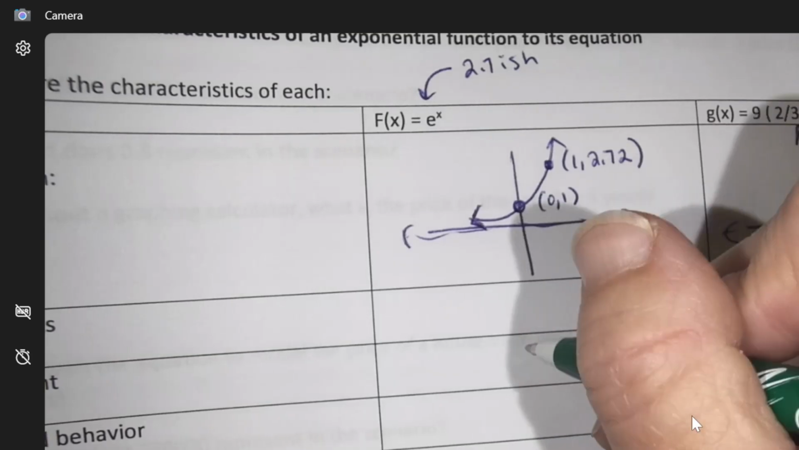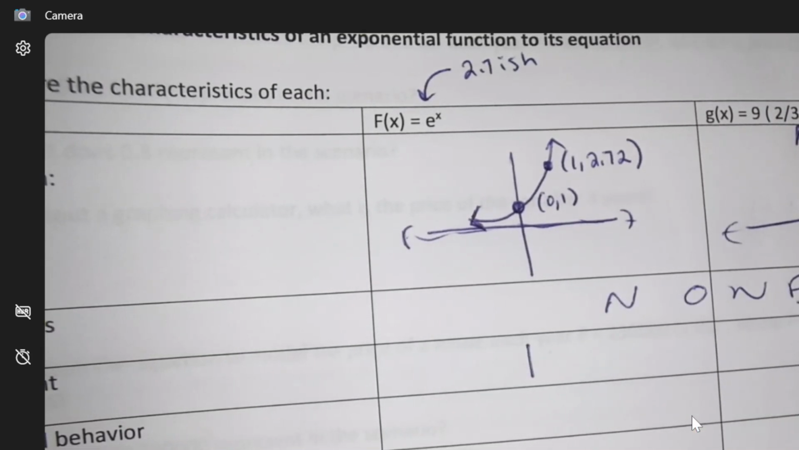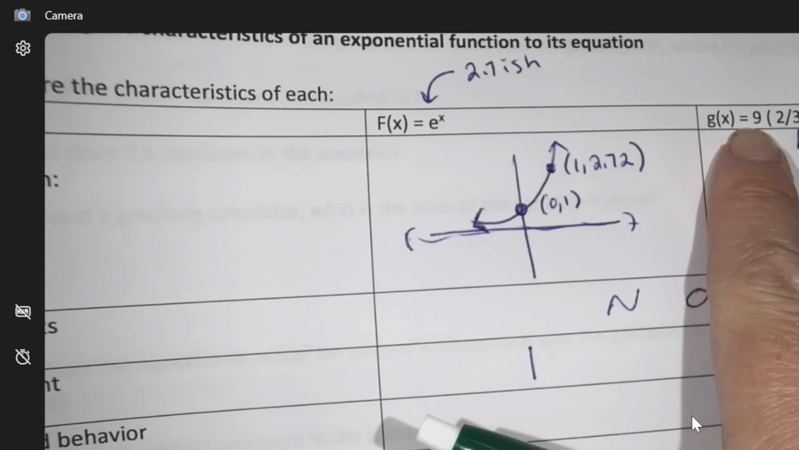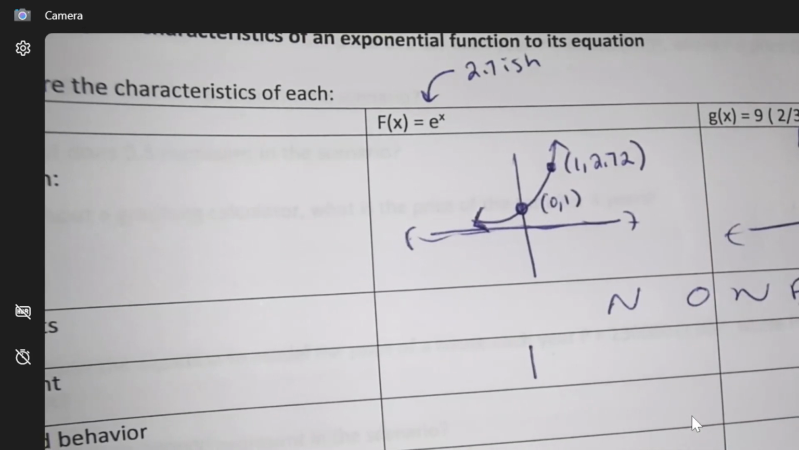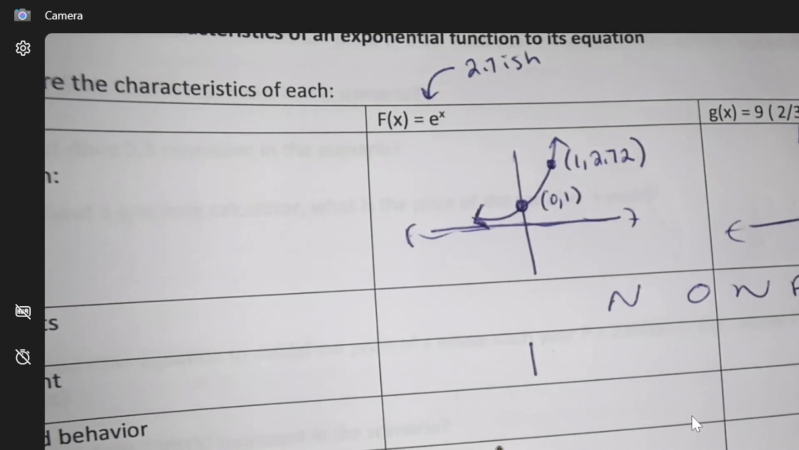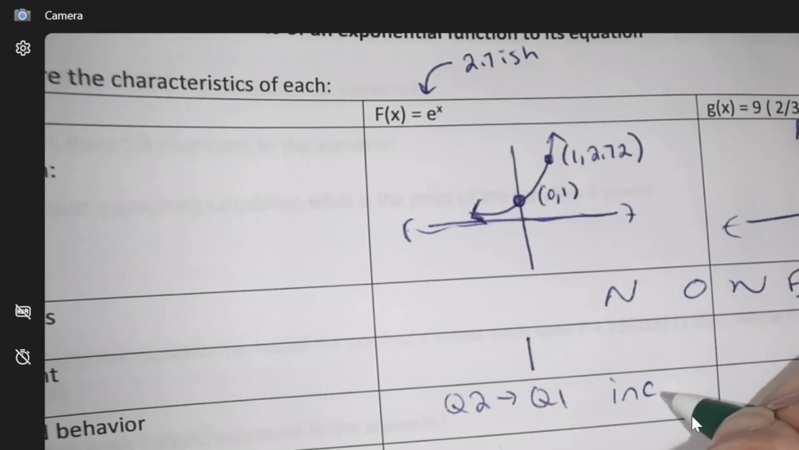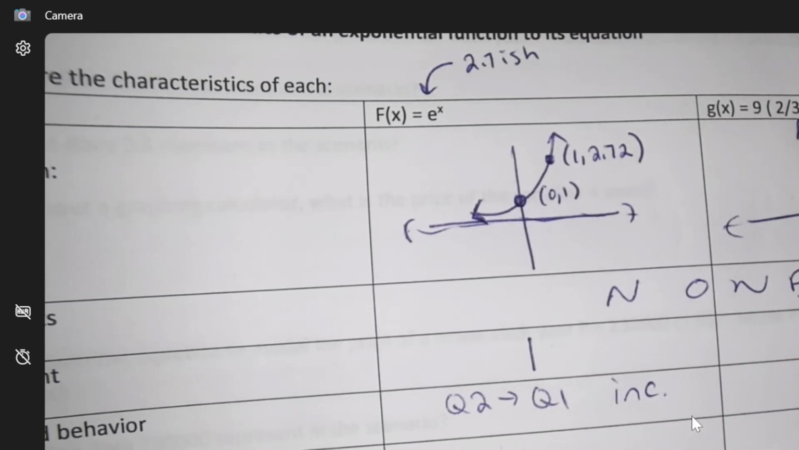Y-intercept. It's 1. Y-intercept was 9. I knew that before graphing. Why did I know that? No multiplier, 1. Multiplier, 9. End behavior. So we're going from left to right, and here it's increasing. And here it looks like we're going from left to right, but we're decreasing.